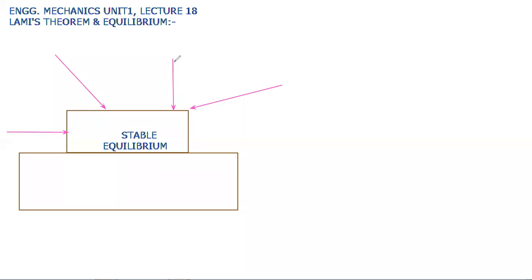This means that this body is in stable condition if the body is not moving either in left direction, right direction, upward, downward. Though the forces are acting on this body, these 1, 2, 3, 4 forces are acting, but the body is stable. It is not moving. The motion is not there in the body, and this body is in stable condition.